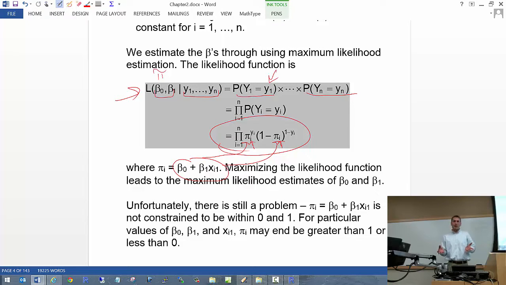That's my likelihood function. I could find maximum likelihood estimates. Unfortunately, though, there's still a problem. Could you find a beta 0, beta 1, perhaps an x, such that pi sub i is negative? Or pi sub i is greater than 1? Just start plugging in possible values of beta 0, beta 1, and x. You could have unrealistic estimates of your probabilities. We need to fix that.